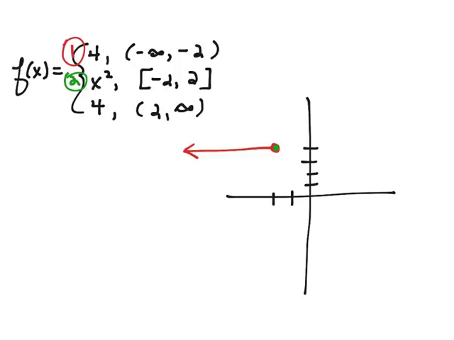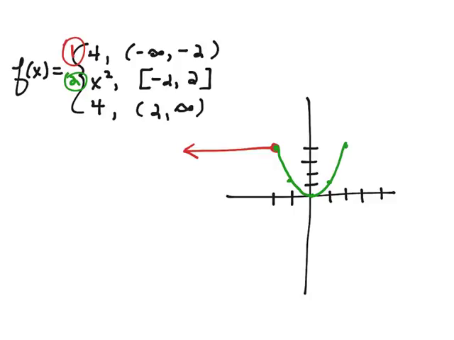At -1, my graph would be equal to 1. At 0, it would be 0. At 1, my graph would be equal to 1. At 2, my graph would be equal to 4. So the middle part of this graph is that parabola.